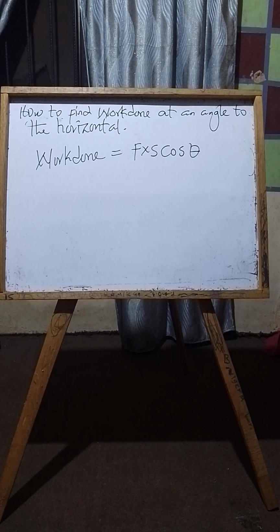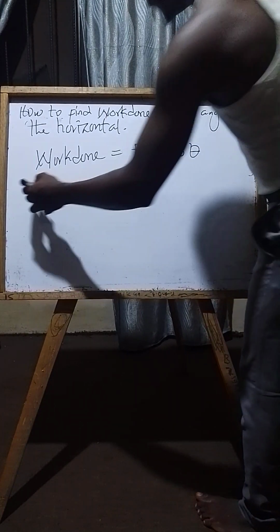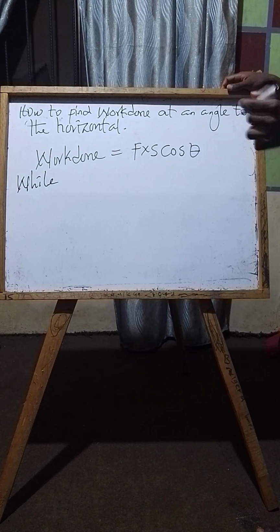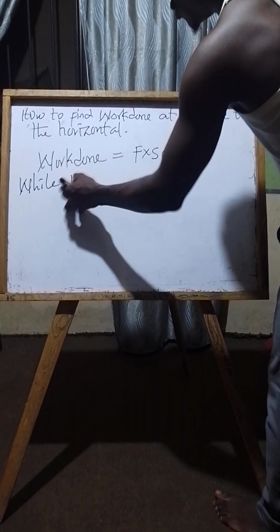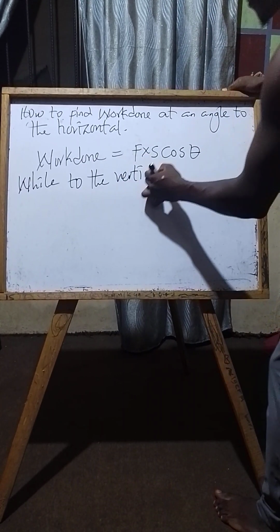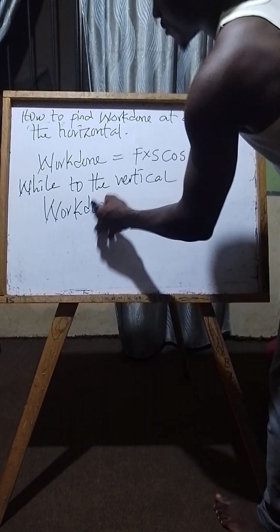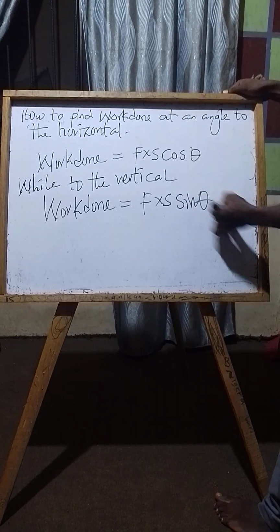Are you getting me? Work done is force times distance times cos theta. Please write as I'm writing, because I don't want to waste time cleaning the board and waiting for you. Well, to the vertical, work done is equal to force times distance times sin theta.